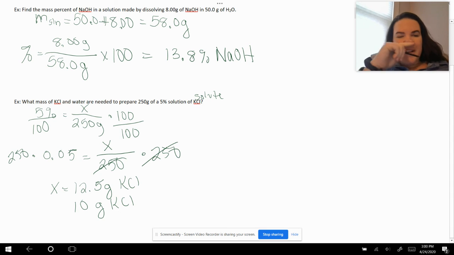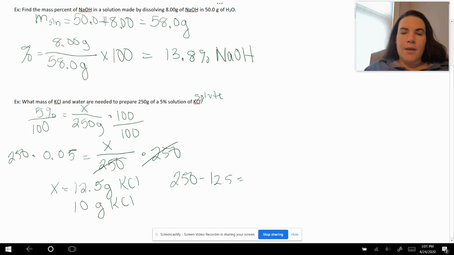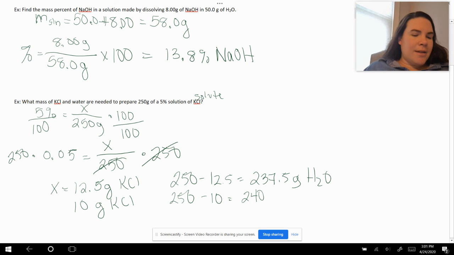And then if we're using 12.5, so the mass of water is the difference. So we do 250 minus the mass of KCl. So if we use 12.5, 250 minus 12.5 equals 237.5 grams of water, or 250 minus 10 equals 240. And this one, I mean, technically they both round to 240. So these are the better answers.